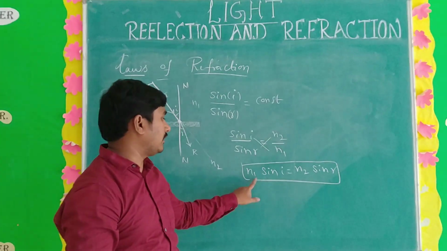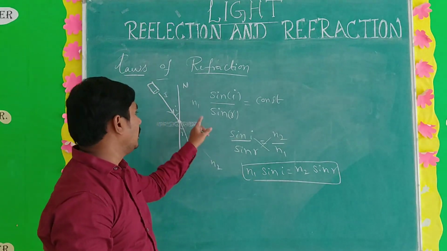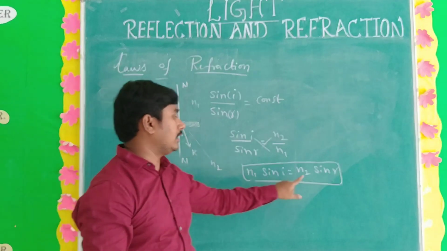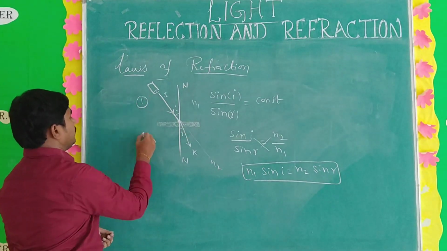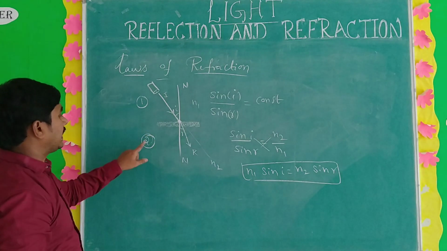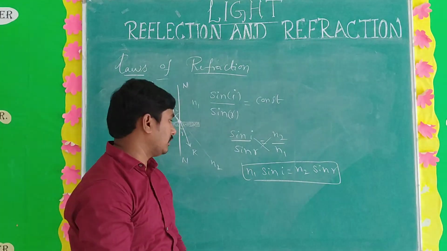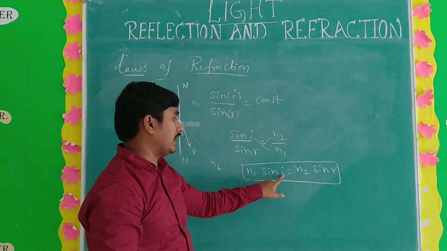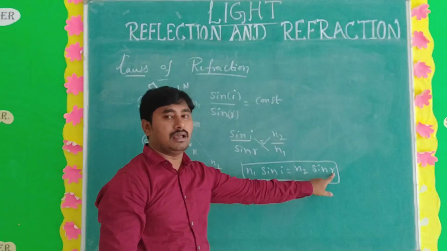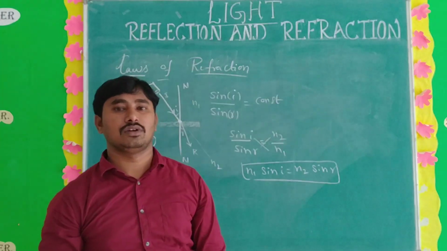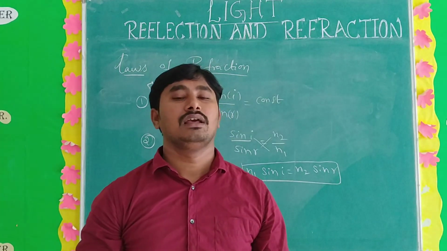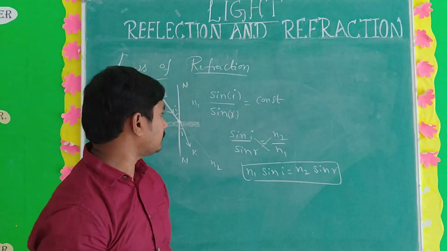What is Snell's law? n1 sin i is equal to n2 sin r. Here n1 means the refractive index of the first medium, and n2 means the refractive index of the second medium. This is the first medium, and this is the second medium. The first medium is air, the second medium is glass or water. i means the angle of incidence and r means the angle of refraction. So this is the second law of refraction, also known as Snell's law.